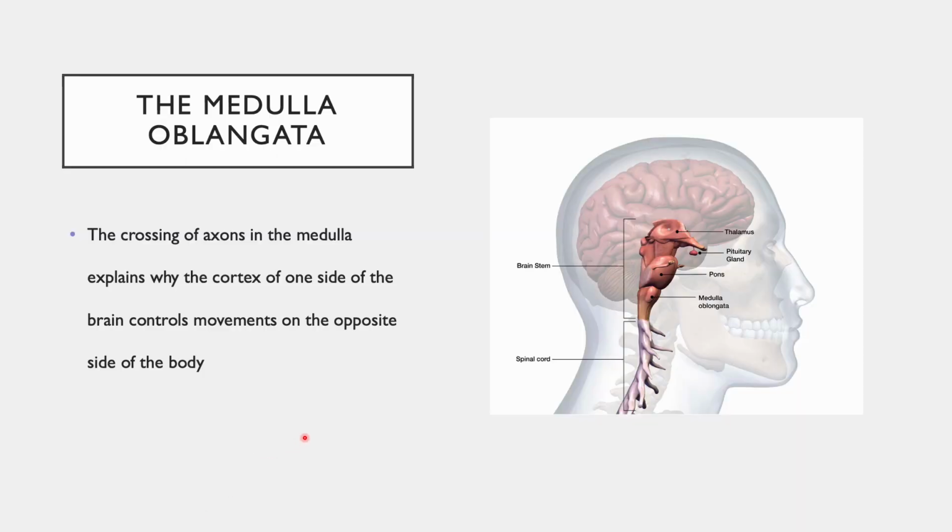Now, the medulla oblongata is an amazing structure. The crossing of axons in the medulla explains why the cortex of one side of the brain controls movements on the opposite side of the body. If you remember, that is called contralateral control of the body. And here in this image, it's easier to see where the medulla oblongata sits in the hindbrain.